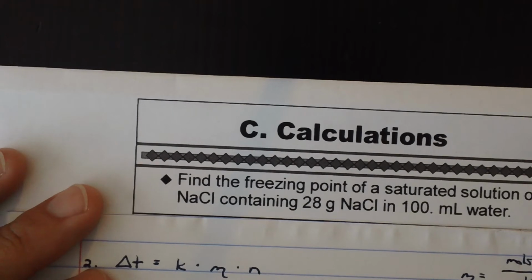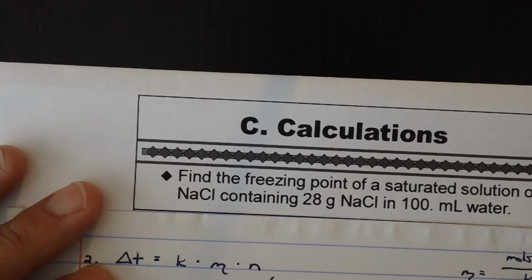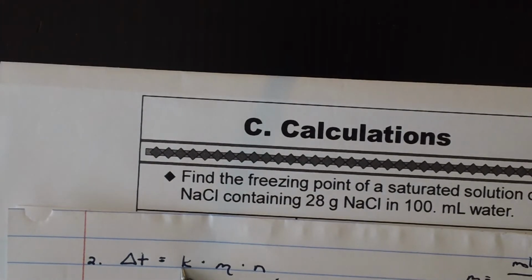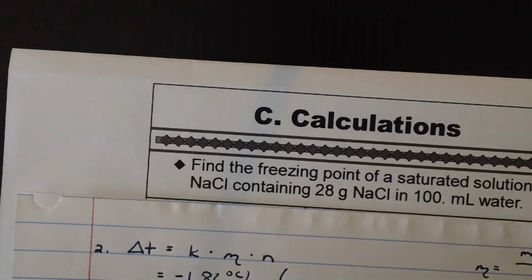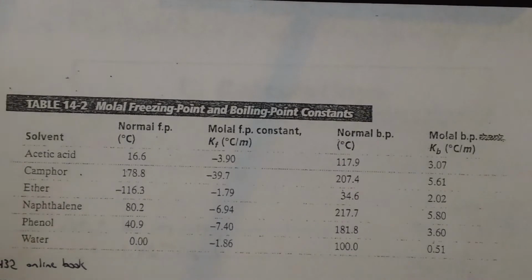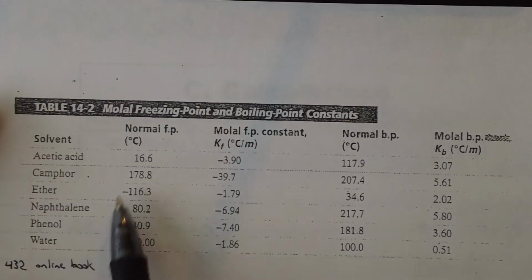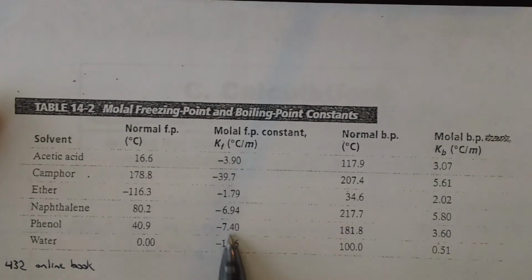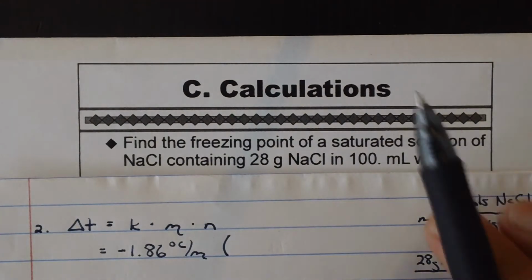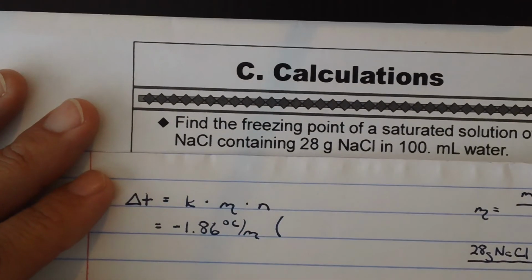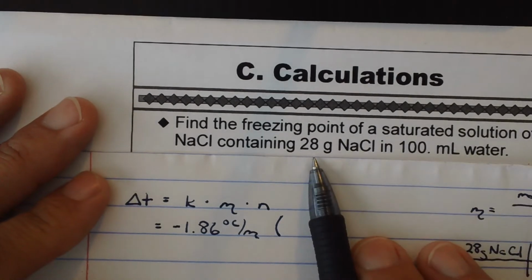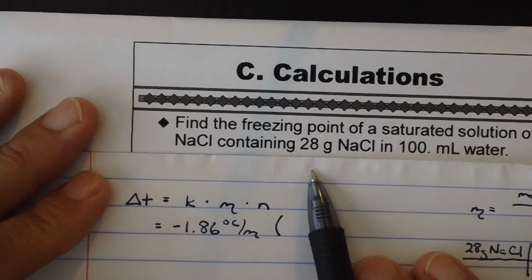Delta T, change in temperature equals K times molality times the N value. And so one at a time, we knock them out. Here we go. The K value is a constant from the chart. Here we're dealing with water as our solvent, and we are looking for the freezing point constant. So there's water, there's the normal freezing point of water. We want the freezing point constant of water. I think you can see it. There's negative 1.86. And so that's where we're getting our K value from. Negative 1.86 degrees Celsius per molal. Good? That's it.